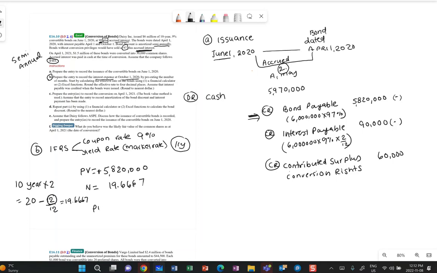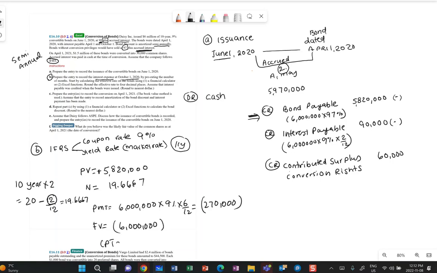Then we have a payment. Payment is always calculated using the coupon rate. The coupon rate is 9%, and it is one semi-annual payment: 6 million times 9% divided by 2 gives you 270,000, and that's the payment. Then the face value is what we are going to pay at the end. In this case, it will be 6 million, and that will be a negative.